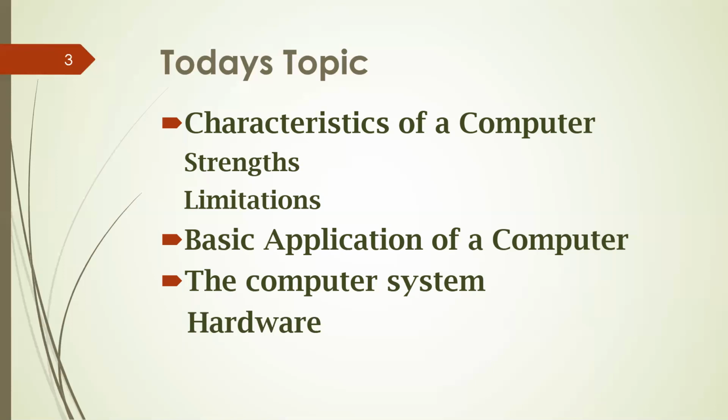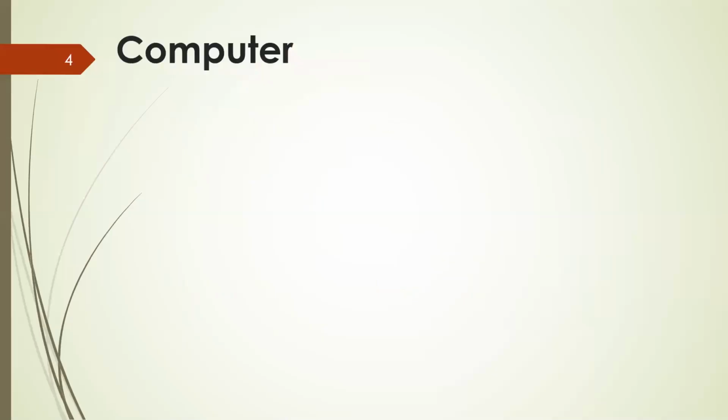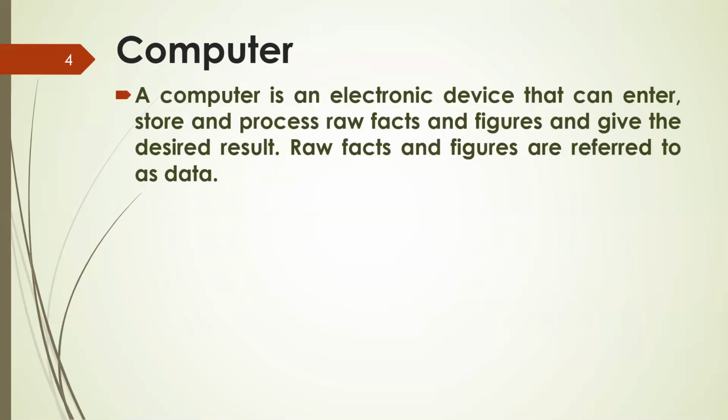Let's proceed ahead. Before proceeding, let us see how the computer works. What is a computer and how does it work? Let us see. A computer is an electronic device that can enter, store, and process raw facts and figures and give the desired result. Raw facts and figures are referred to as data.